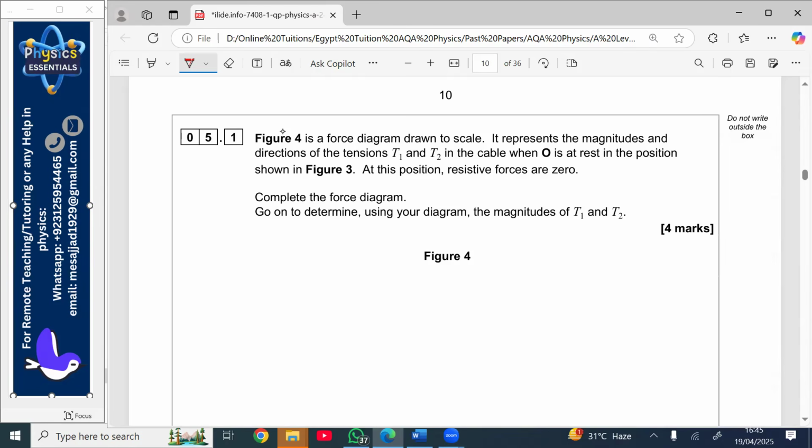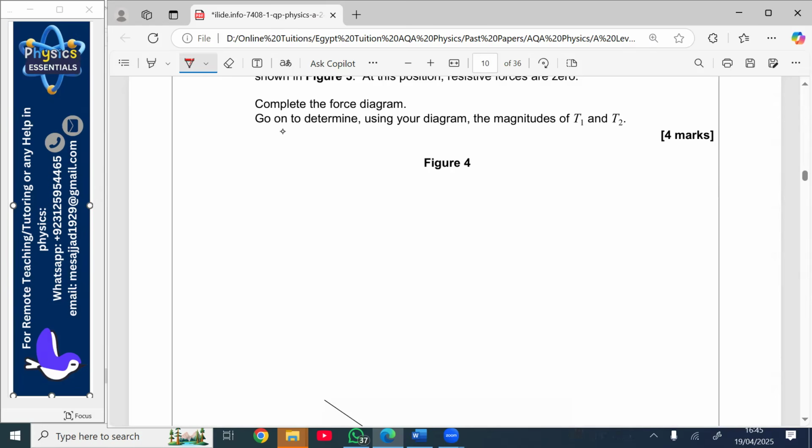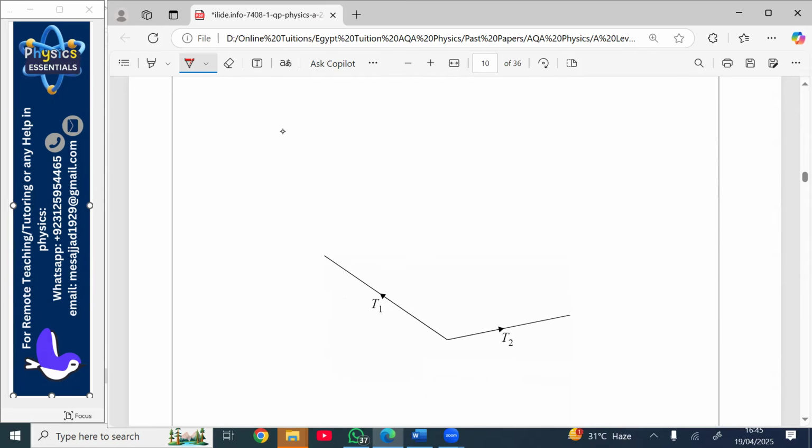It represents the magnitude and direction of the tensions T1 and T2 in the cable when O is at rest in the position shown in the figure. At this position, resistive forces are zero. Complete the force diagram and go on to determine, using your diagram, the magnitude of T1 and T2. Okay, so please do that using your protractor. I will just do it for your understanding. So one component is this, and the other component is this. Using your protractor, you have to calculate these angles.